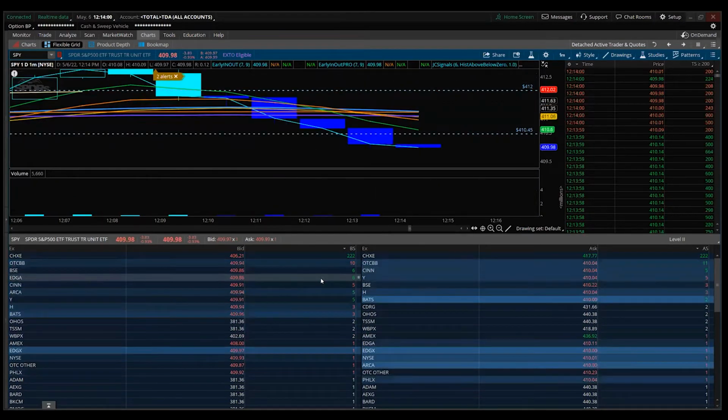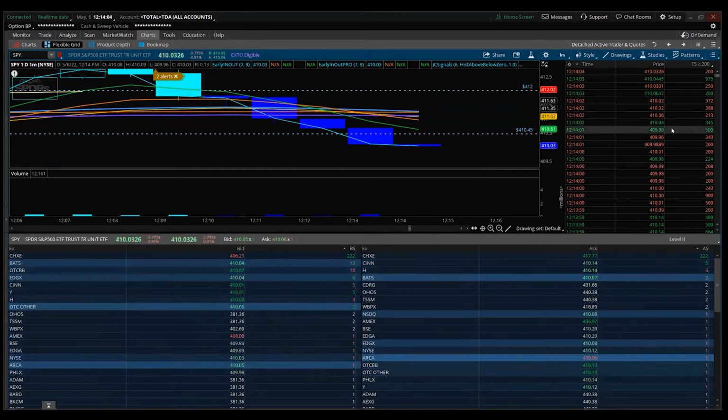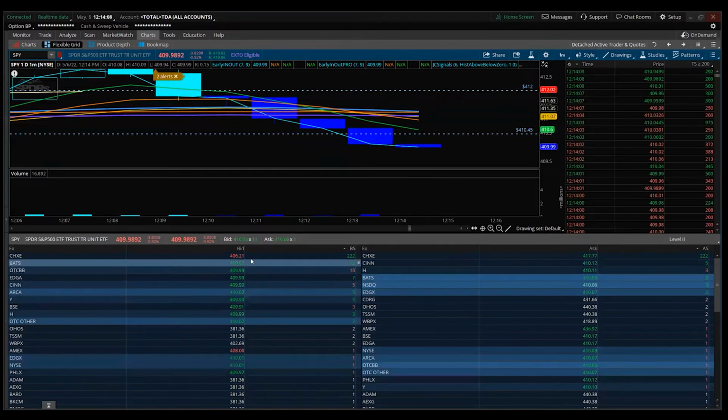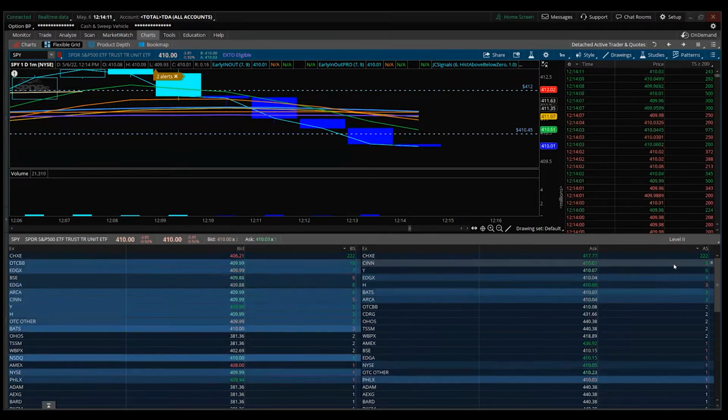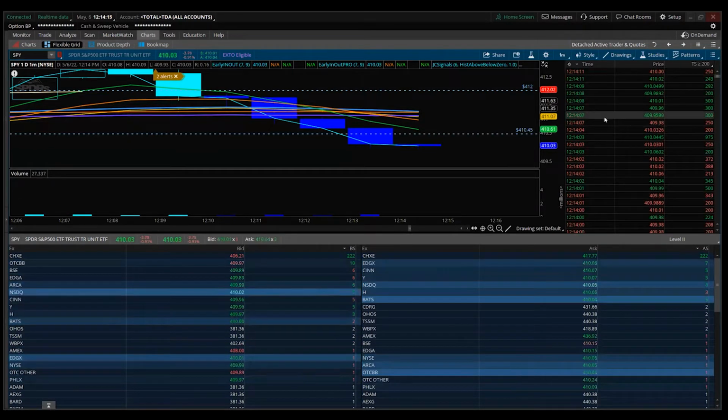Currently, that's not happening. So we were just at 410.20. Now we're at 410 here. So as you can see here, every single time the buyers have been stepping up, the sellers are stronger, right? So now here comes my next point.